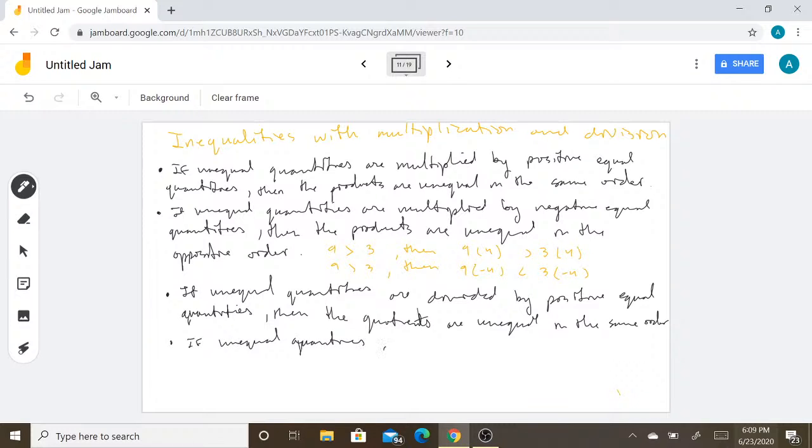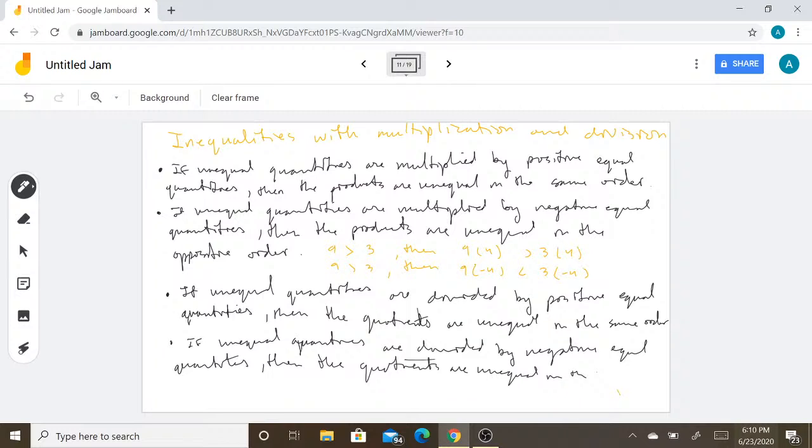If unequal quantities are divided by negative equal quantities, then the quotients are unequal in the opposite order.